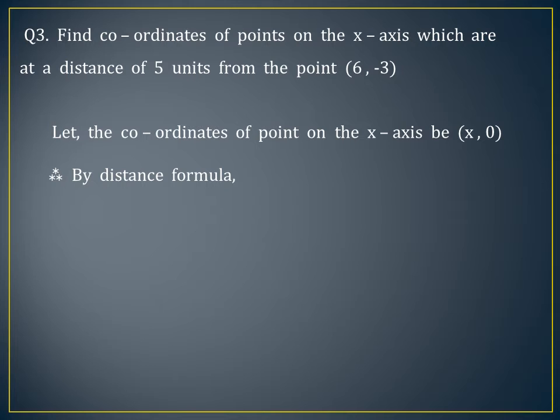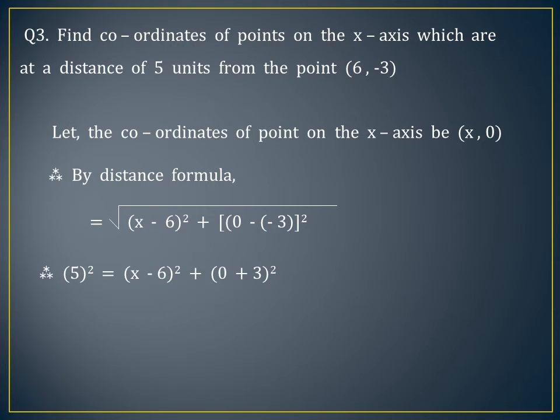Again by distance formula we'll have square root of (x minus 6) the whole square plus (0 minus 3) the whole square. Now the distance already is given as 5. So if we equate the two, we'll have 5 is equal to square root of (x minus 6) the whole square plus (0 plus 3) the whole square. To solve this further, we'll have to square both sides. So squaring both sides, we'll have 5 square is equal to (x minus 6) the whole square plus (0 plus 3) the whole square. So that is 25 is equal to x square minus 12x plus 36 plus 9. If we add and rearrange the terms, we get x square minus 12x plus 20 is equal to 0.